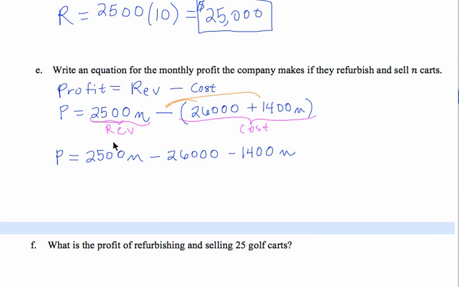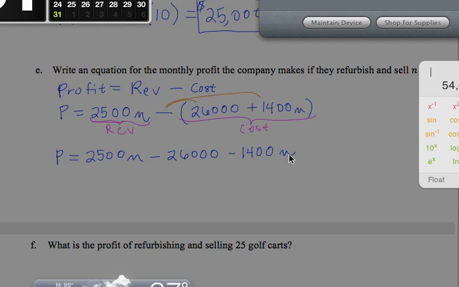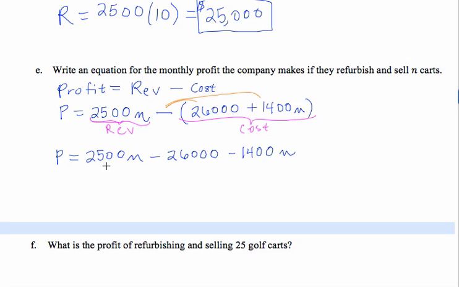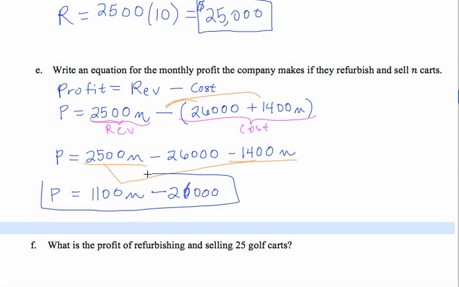So 2,500 N minus 1,400 N. Let's see, 2,500 minus 1,400 is 1,100 N. You just subtract those coefficients. So I'm combining these two terms right here, including the signs. 2,500 minus 1,400 is 1,100 N. And then we still have this minus 26,000, which doesn't combine with anything else because this term and this term both have N's. All right, there's my simplified profit expression.